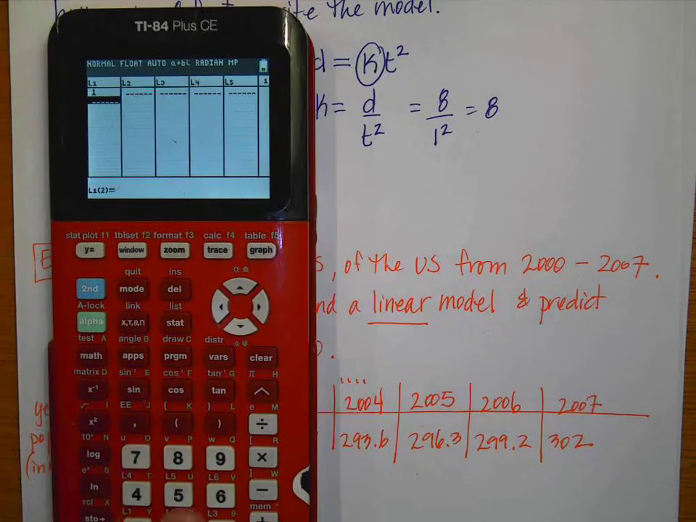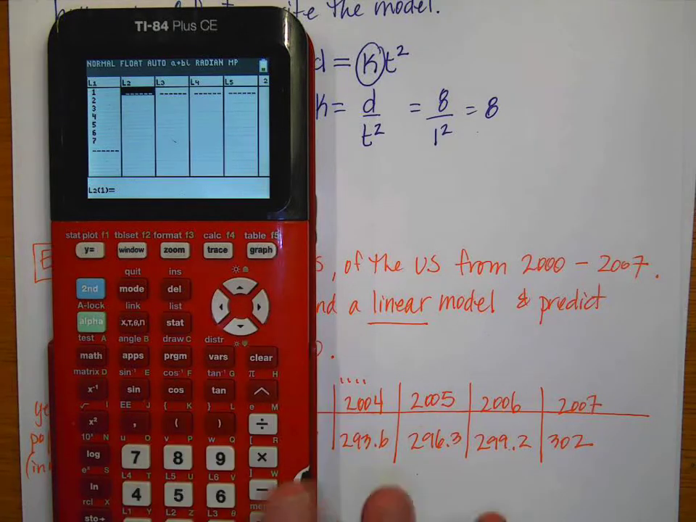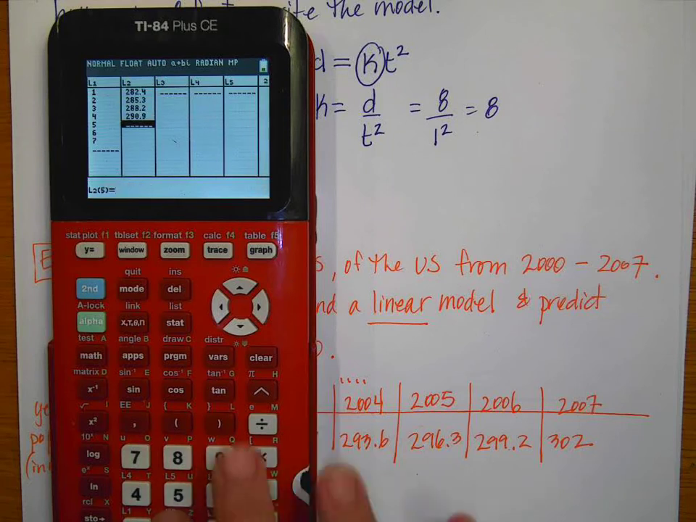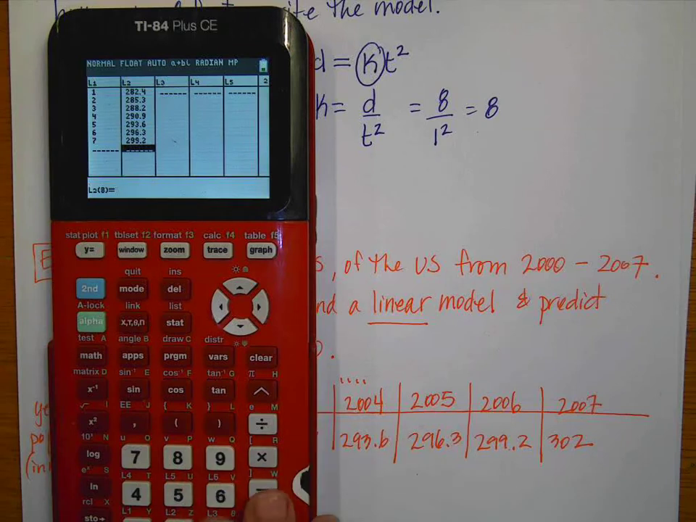So I'm just going to enter my independent variable first. I'm going to enter the time. So I'm going to enter 1, 2, 3, 4, 5, 6, and 7. And then I'm going to go back in and enter all of the data that we wrote down. Enter 290.9. And if you get behind, that's okay. You can pause me. 299.2 and then 302.